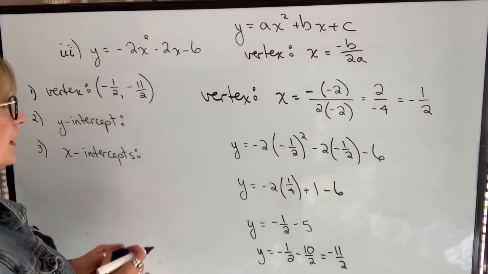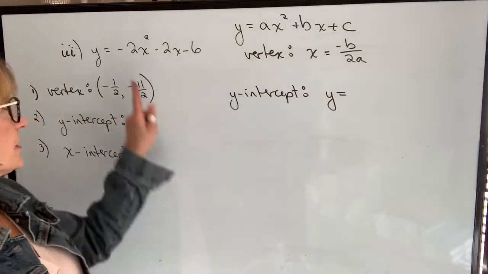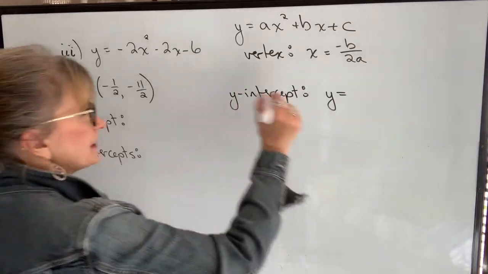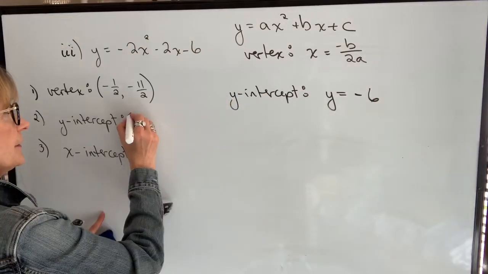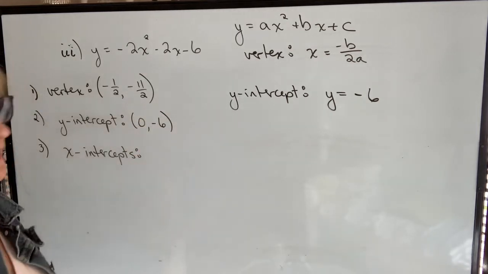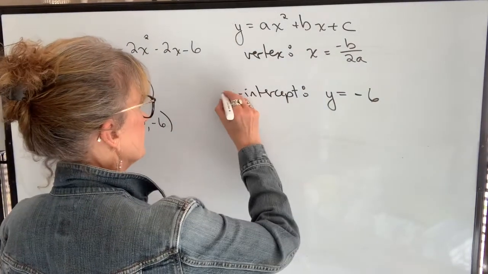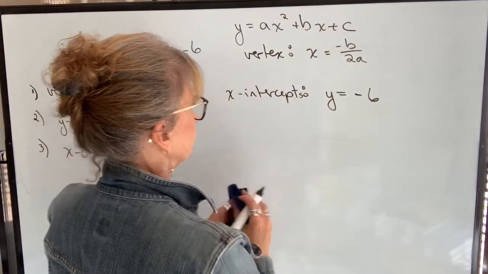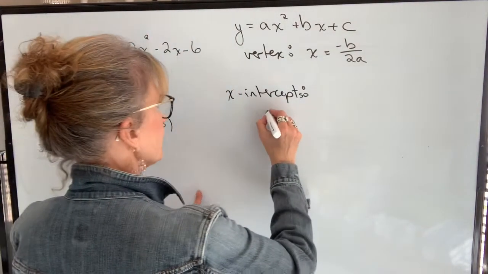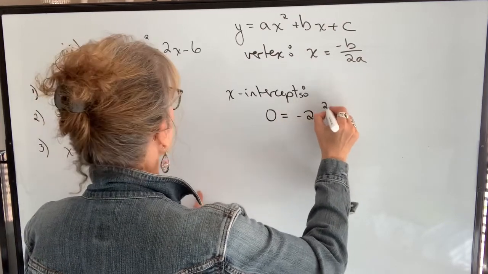Next, I'm going to find the y-intercept. So when finding the y-intercept, I just put a 0 in for x. So it's going to be 0 minus 6, so (0, -6) is the y-intercept. Now I'm going to find the x-intercepts. That's the x value when y is equal to 0. So we set y equal to 0. And we solve.